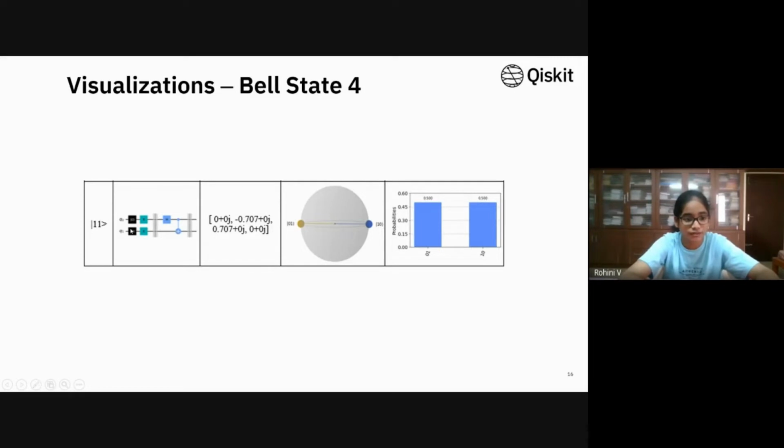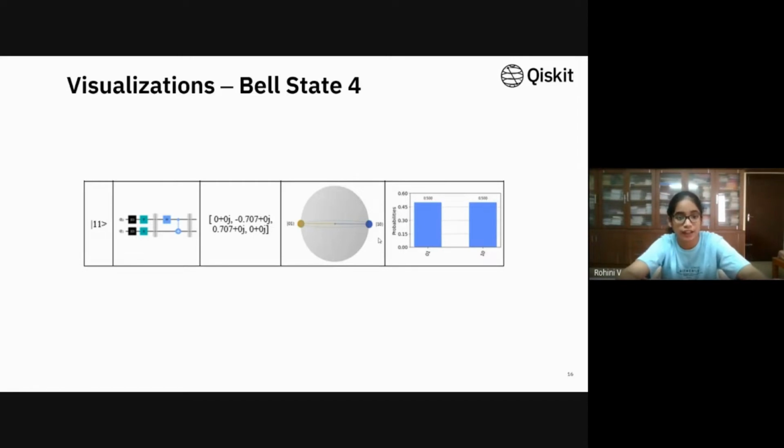So this is for visualization of bell state 4. For bell state 4, we are creating a 1 1. We are putting the input as 1 1 for both Q0 and Q1, and here also do note the phase change. Yeah, so we'll see. Don't worry with these slides, we'll see hands-on with these slides.